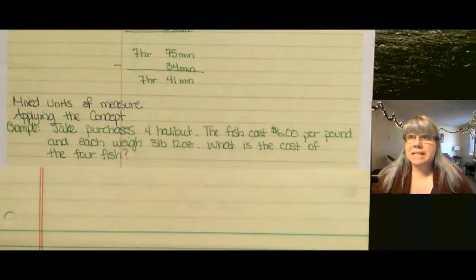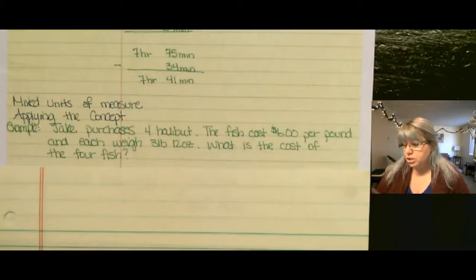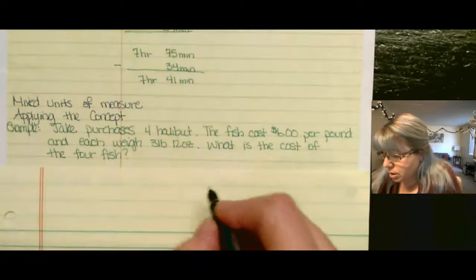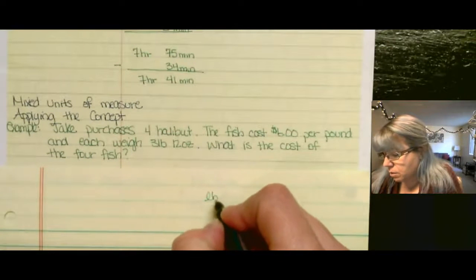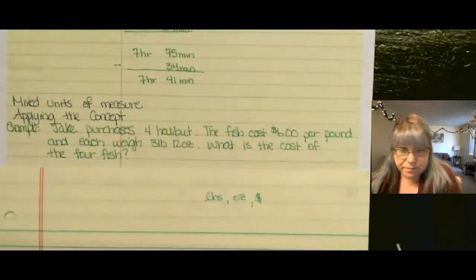Let's deal with mixed units of measure, and we're going to apply all the concepts that we've learned up to this time. So let's say Jake purchases 4 halibut. The fish costs $6 per pound. Each weighs 3 pounds, 12 ounces. What's the cost of the 4 fish? So here are the units that we're dealing with: pounds, ounces, and money.